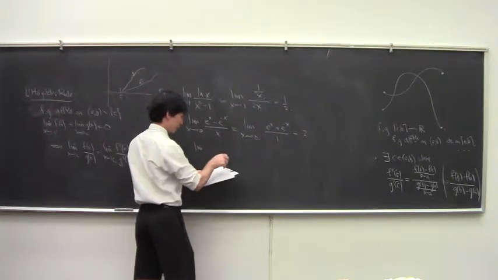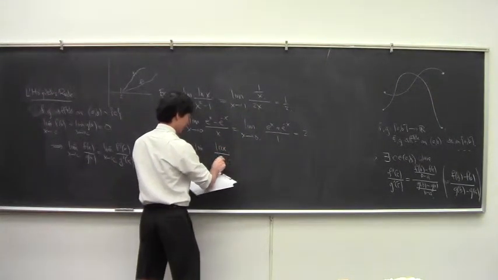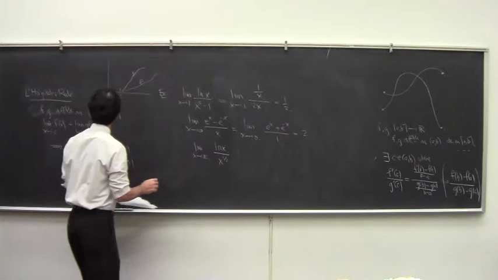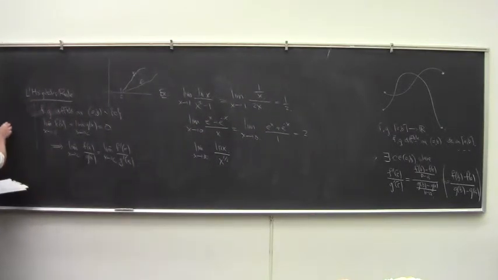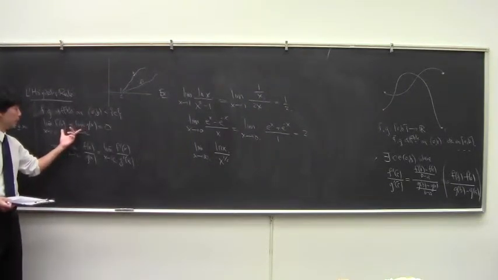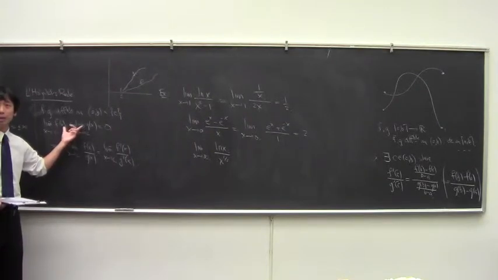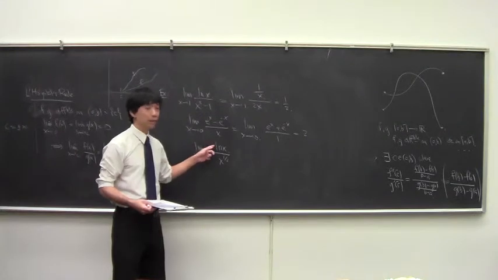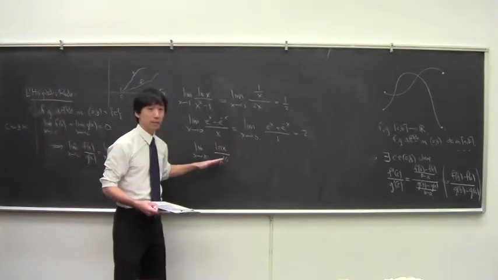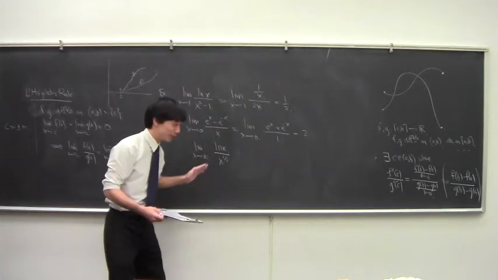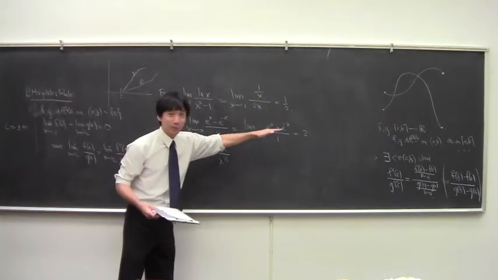How about the limit of the natural log of x over x to the 1/2 as x goes to infinity? So remember we said that c can be plus or minus infinity, and L'Hopital's rule also works when both of these are plus or minus infinity, and they need not be the same sign. So x is going to infinity. We've got ln x is going to infinity, and x to the 1/2 is also going to infinity.